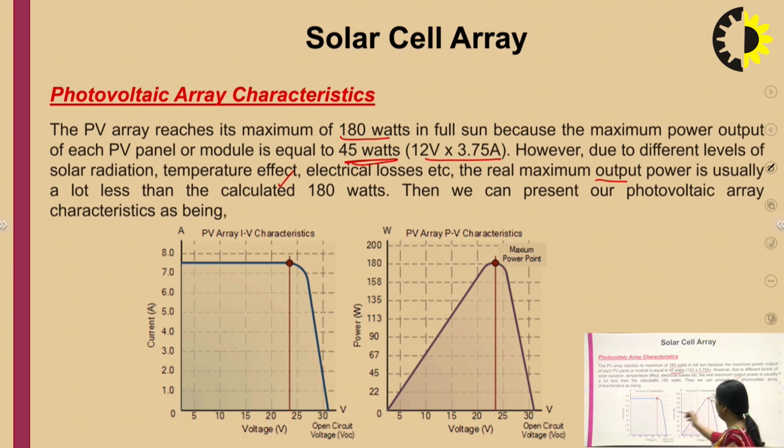So we can draw these two characteristics. This is the maximum power reaching around 24 volts, and here you can see the open circuit voltage is around 24 volts when we have around 7.5 amperes of current from the two panels, from the complete array.